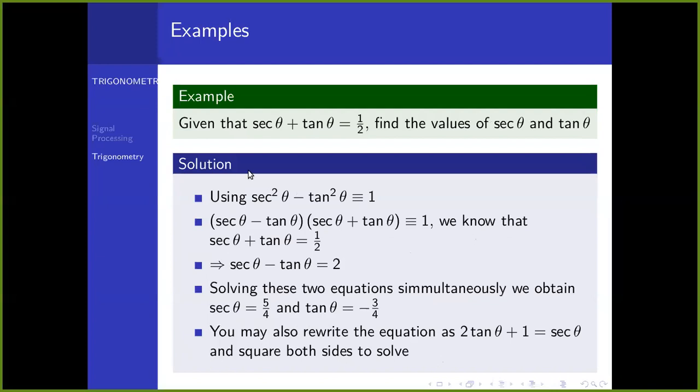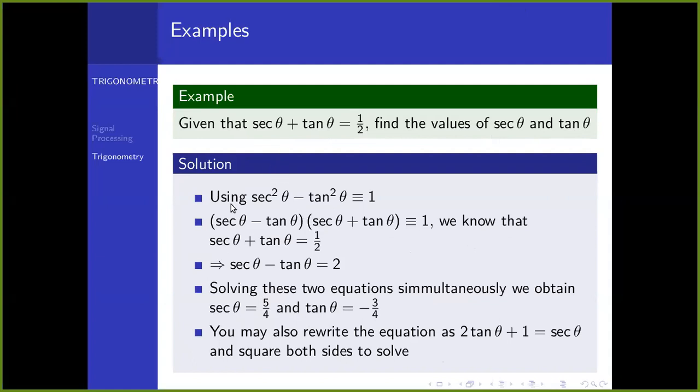Here's another interesting one. Given that secant theta plus tan theta is equal to half, find the values of secant theta and tan theta. So if you don't mind, I will move a little faster. I think we may be running a little over time. I'll try to move faster, but if there's something you don't understand, you can always stop me and ask.